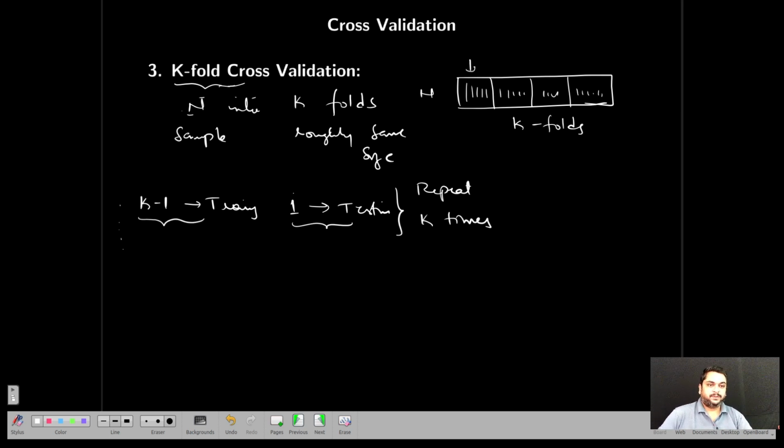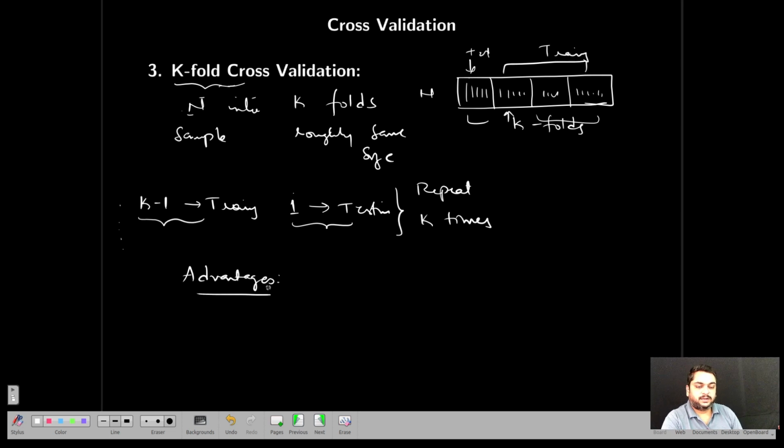For example, here initially this part is taken for testing, then the rest of these folds for training. Similarly, next this will be for testing, and the rest will be for training. So on it continues for k iterations. Okay, so that is the concept of k fold cross validation. Now let us see what are its advantages.